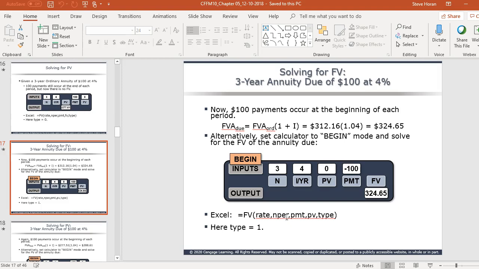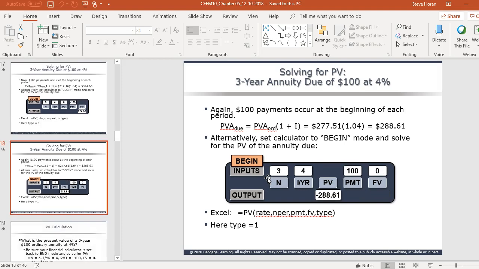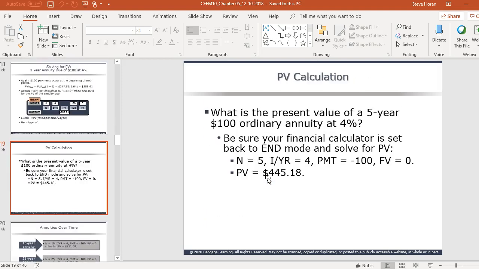There's a button that will say begin, and hitting that begin button tells the calculator that this is an annuity due. In Excel, it's either the 0 or the 1. Down here is the 1 under type for Excel, but otherwise all the inputs are the same. It's just that begin is the difference, or the 1 in Excel. I'm doing the future value and present value of that.